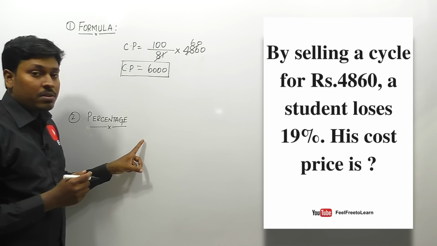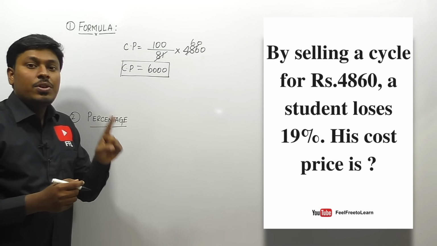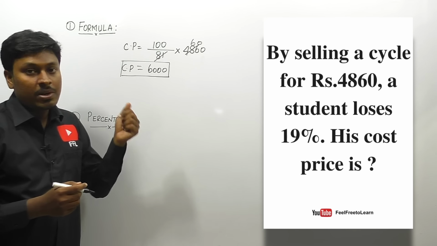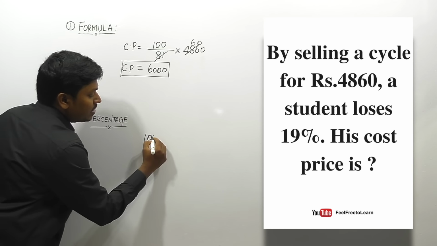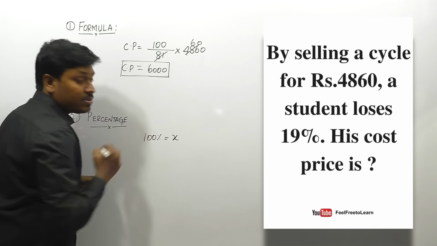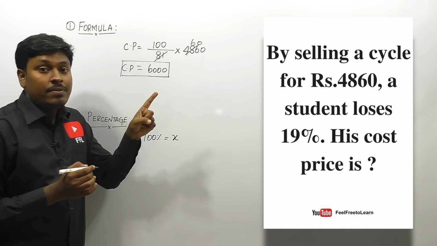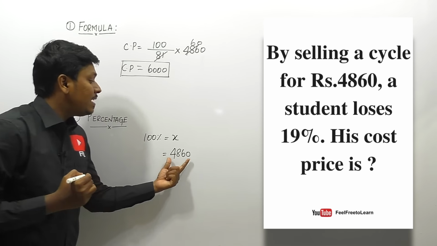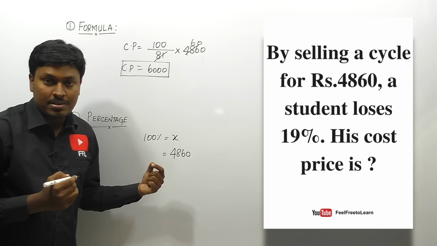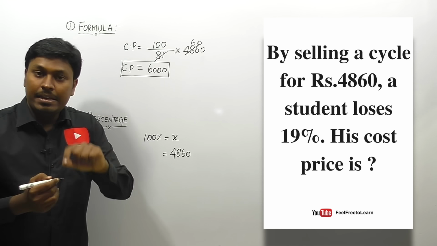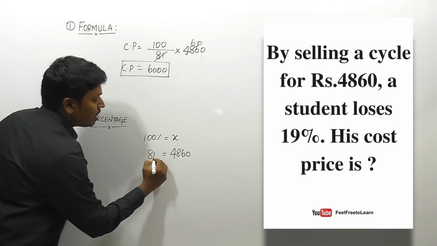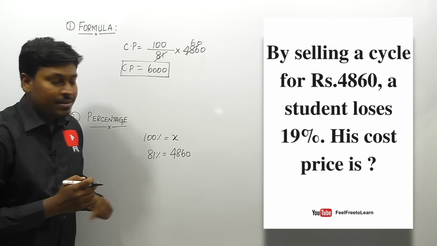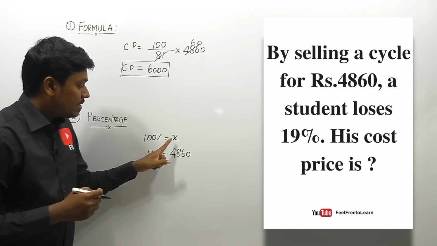If you need to solve a question in a percentage method, first of all, you need to always take the cost price as 100%. Here our target is to find the cost price. So 100% will be the cost price, that we don't know, is equal to X. But he sold a cycle for 4,860, and after selling, he found that it was a 19% loss. So 100% cost price, 19% loss, the resultant will be 81%. So 81% will be its selling price, that is 4,860. So 100% will be the cost price, equal to X.